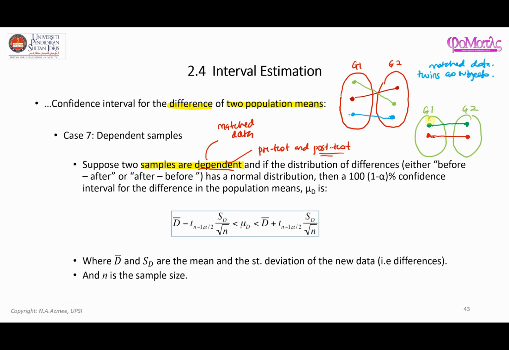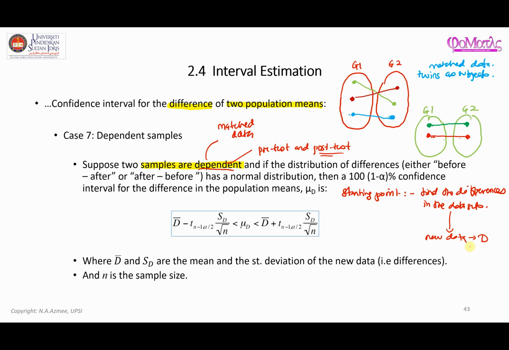And in this case, although the samples seem to be two separate samples, they are dependent in nature. Therefore, the starting point to find the difference in the population means will be to find the differences in the data sets. These differences will give rise to new data. By finding the differences, you will get a new data set. We call this new data D.